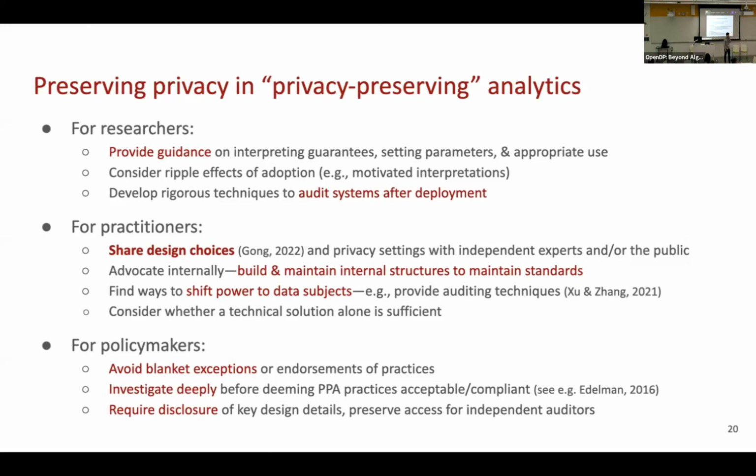That was really interesting. I was wondering on the avoid blanket exceptions or endorsements of practices. Do you have any particular advice on how you would argue to a policymaker that they shouldn't feel like exceptions are an okay thing to make? I don't know if it would be a hard argument.